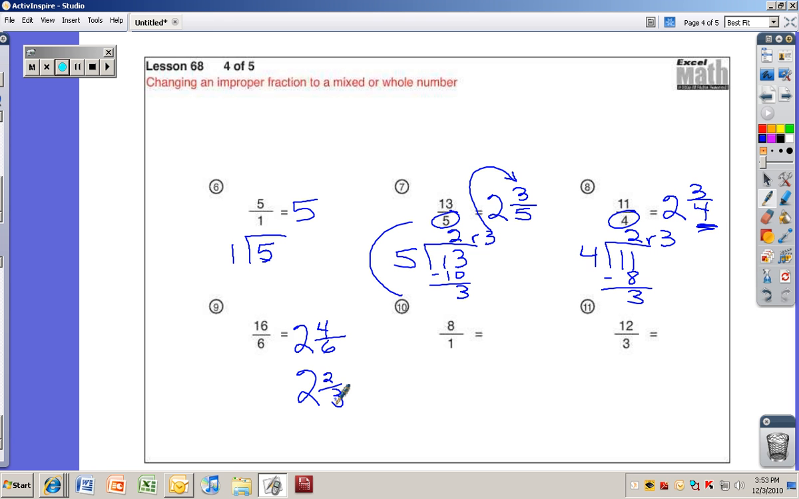So you don't have to do this at this point in time, but just so you can get a little preview of what's coming. Number 10, 8 divided by 1. Ooh, that's a hard one. What's 8 divided by 1? I don't know. 8, okay. And tell me what you're supposed to do for number 11. Go. 12 divided by 3, which is 4.